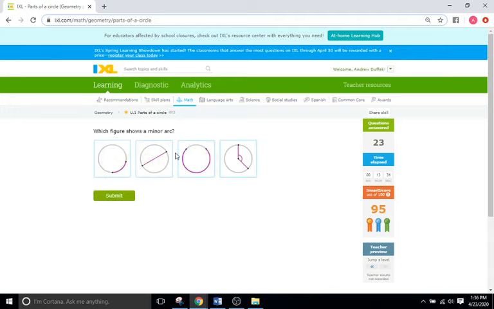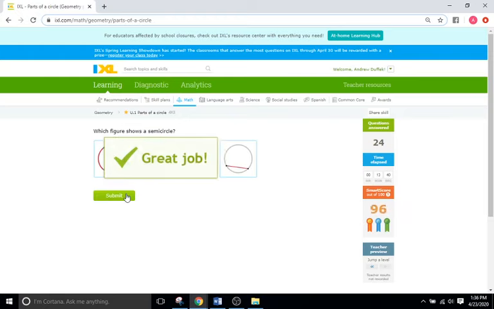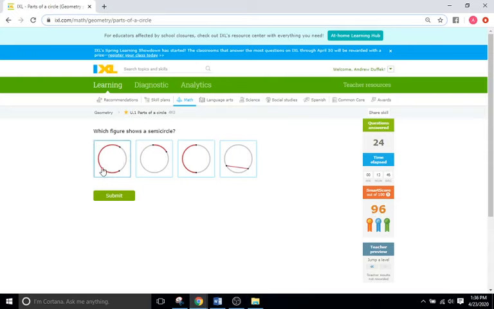Which figure shows a minor arc? Minor arc, diameter, major arc, central angle. Which figure shows a semicircle? Okay, so this is the halfway point right here. So this is a major arc, right? This would be our minor arc. This right here would be a semicircle. That would be exactly 180 degrees.